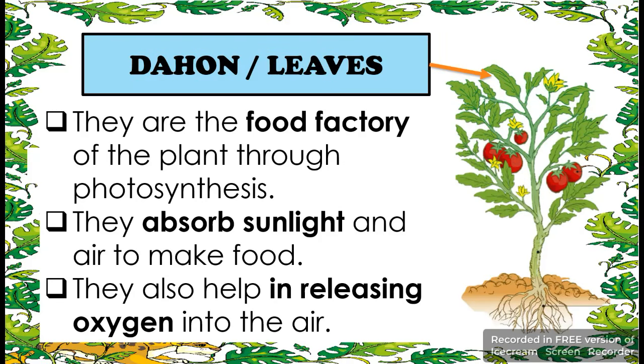Next is dahon or leaves. They are the food factory of the plant through photosynthesis. They absorb sunlight and air to make food. They also help in releasing oxygen into the air.